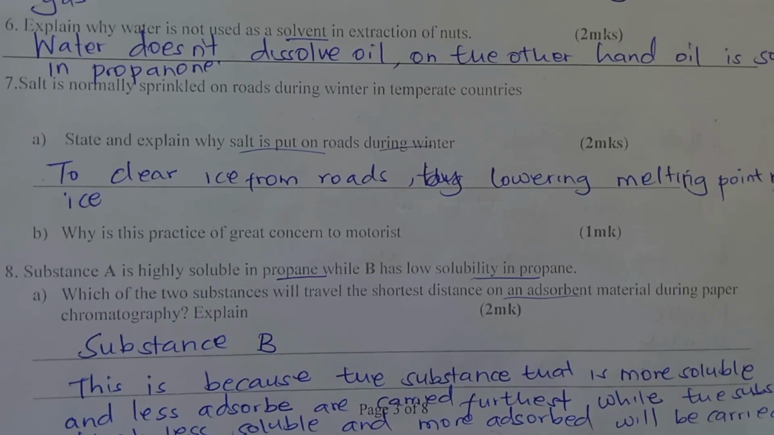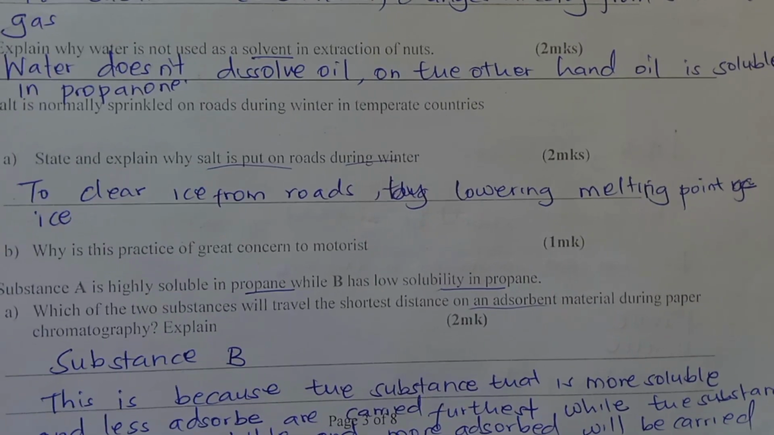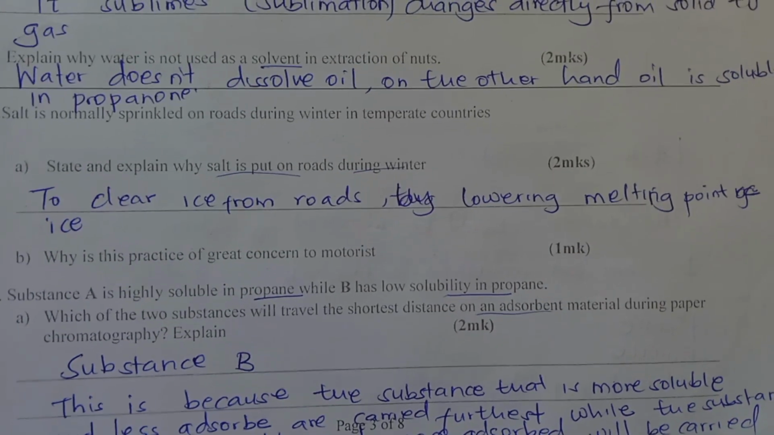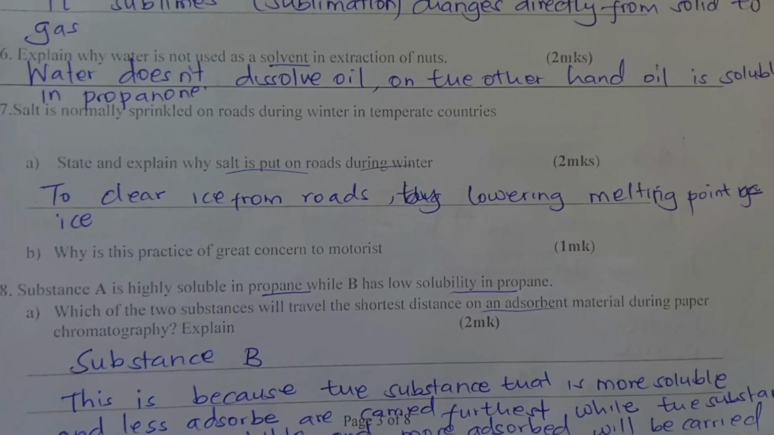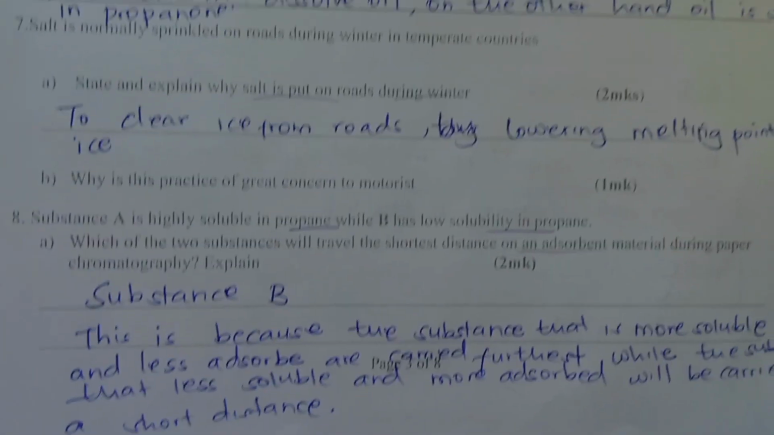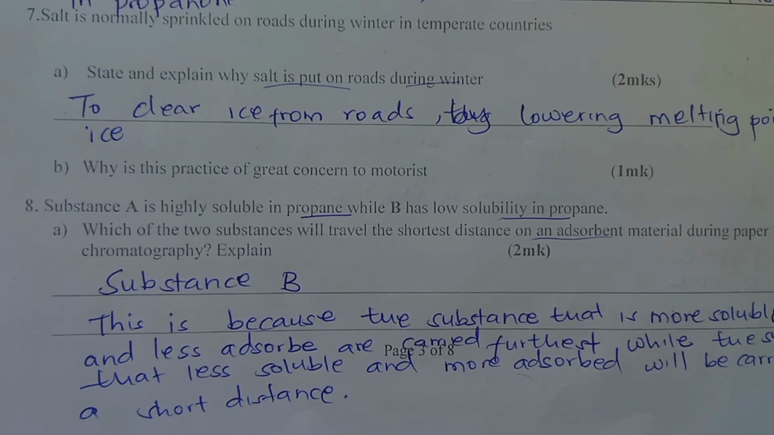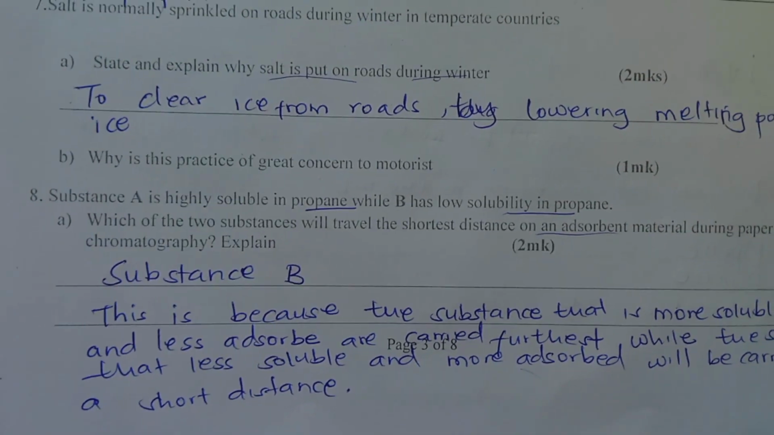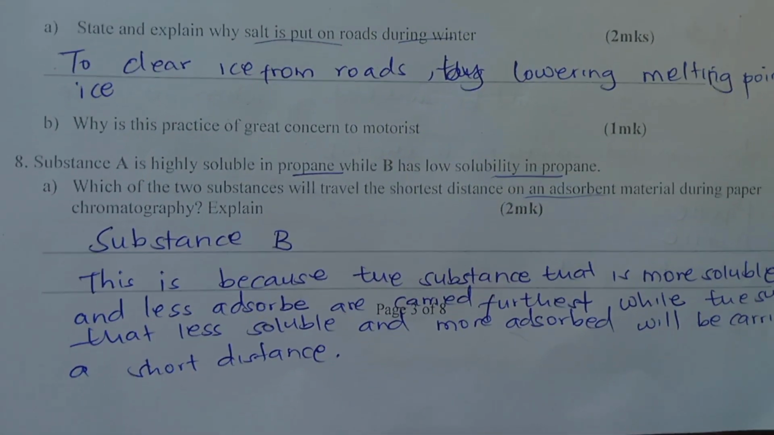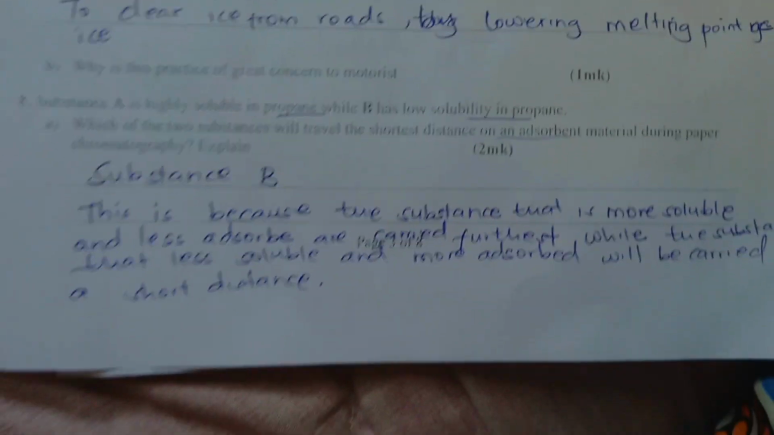Explain why water is not used as a solvent in extraction of oil from nuts. It's because water does not dissolve oil. But when you use another solvent like propanone, it is soluble in oil. Oil dissolves in propanone. What salt is normally sprinkled on roads during winter in temperate countries? State and explain why salt is put on roads. That is to clear ice from roads by lowering the melting point of the ice.